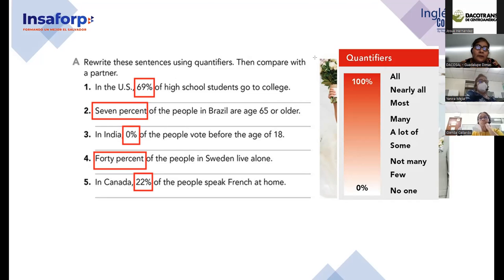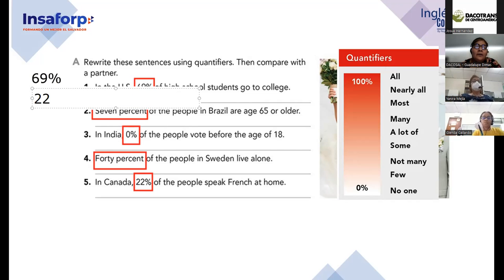If you see, we have different percentages. Ordenemos los porcentajes de mayor a menor. El primero que tenemos es 69%. Number 2. ¿Cuál le sigue? Veamos, 22%. Es el ejercicio 5. Luego me sigue. Let me see. ¿Cuál le sigue? 69, 22. 40%. Ah, that is before. Cambiemos. Primero va 40 and then 22.